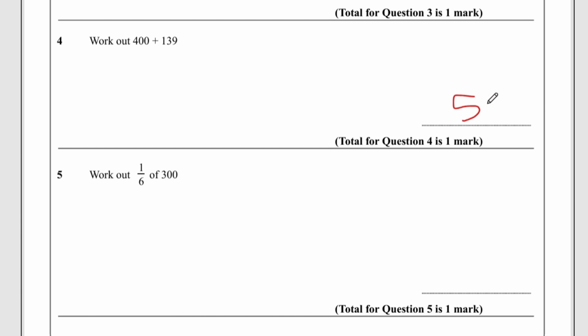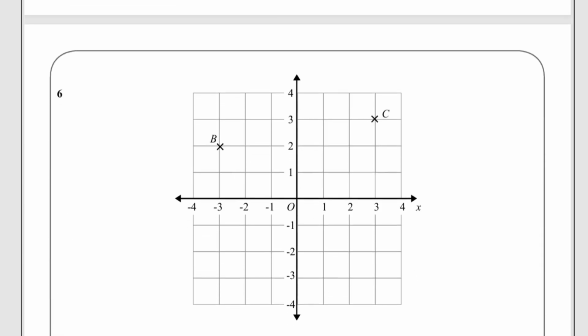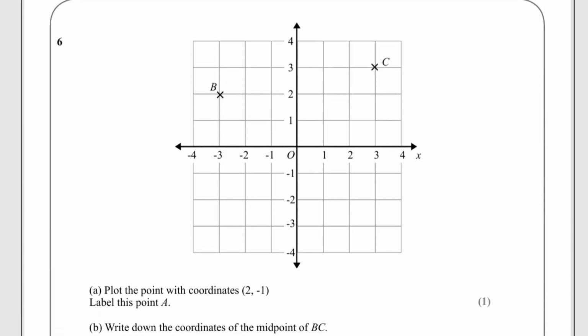Question 4, 400 plus 139. This is easy, 539. Then the next one, work out 1/6 of 300. Of is the same as times, okay? So you can do top times top, divide by bottom. 1 times 300 is 300, and 300 divided by 6, I'm sure most of you can do this, and that is 50. So the answer is 50. Okay, we go to the next question.